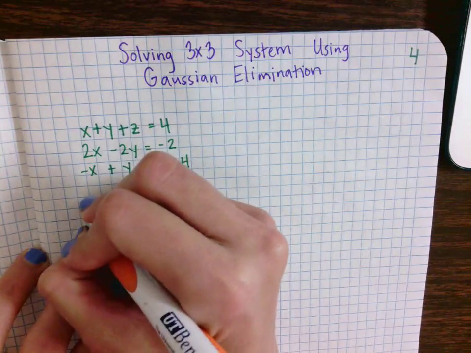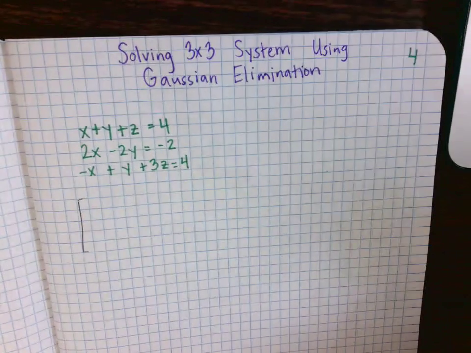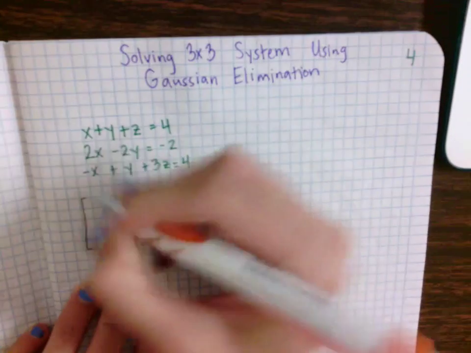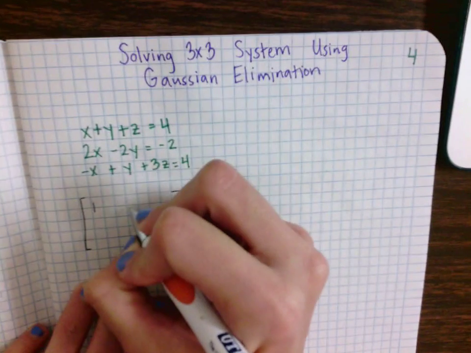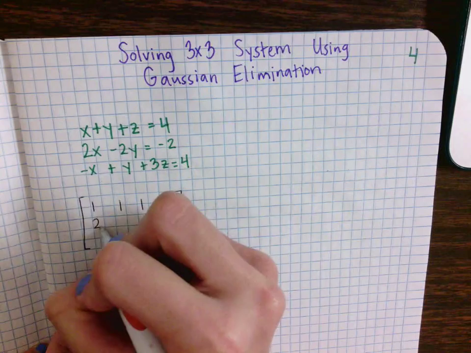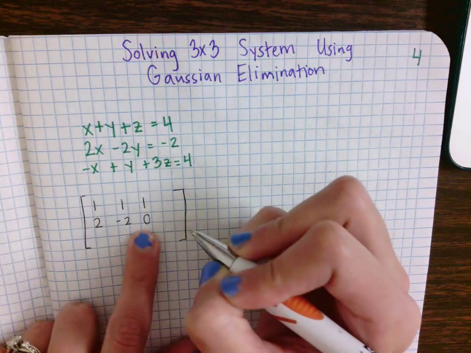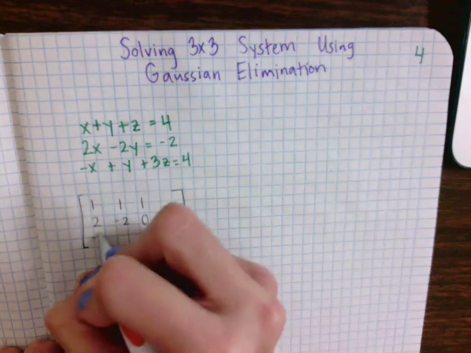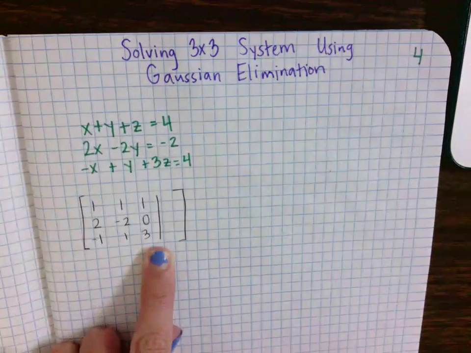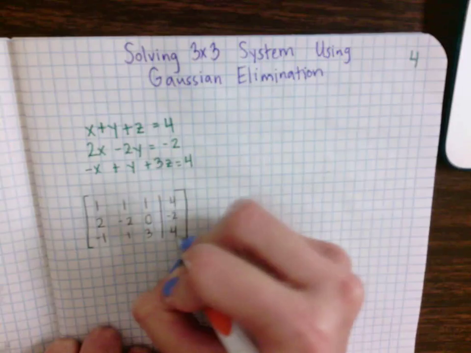So when we set up our matrix, it's going to be just like we did in class. We're going to be looking at the coefficients 1, 1, 1, then 2, negative 2, 0 because there's no x variable, and then negative 1, 1, 3. And then you're going to have your equal sign, 4, negative 2, 4.